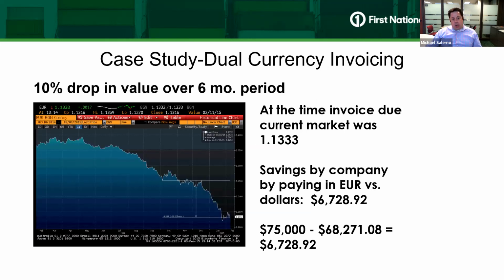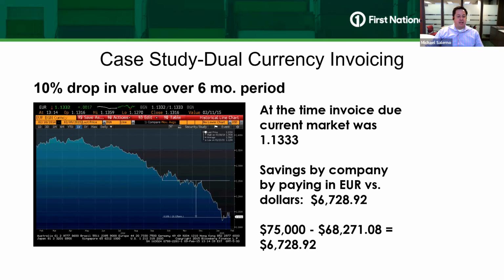So they get the invoice and they call us. And what we found out is that it was cheaper for them to pay in euros. As you can see, at this time the euro had dropped 10%. So by paying in US dollars, their supplier was getting a 10% increase in margin. At the time the invoice was due, the market was at 1.1333. I think we all remember when the euro started sliding fairly quickly. They had the invoice of those two amounts.